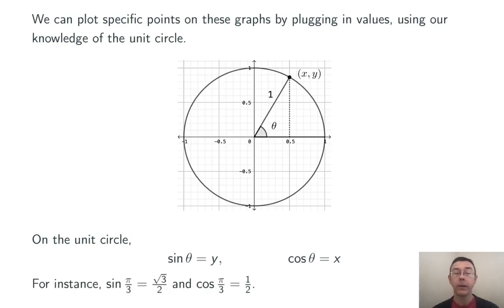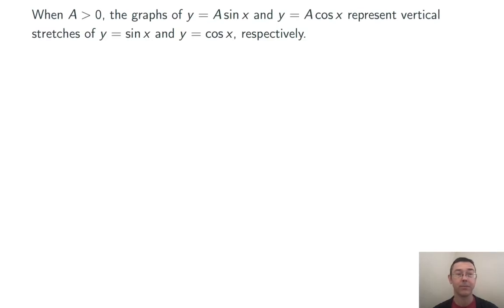For instance, for the angle pi over 3, we get x equals root 3 over 2 and y equals 1/2. So the sine of pi over 3 is root 3 over 2, and the cosine of pi over 3 is 1/2. Let's start looking at more complicated sine and cosine functions, by seeing what happens when we just put a constant multiple in front.